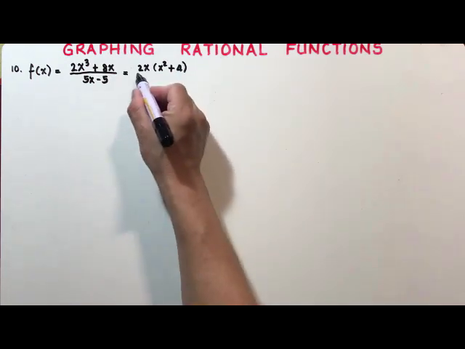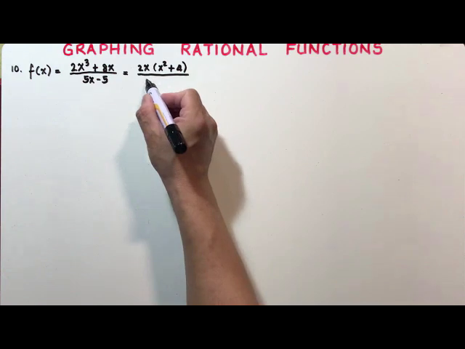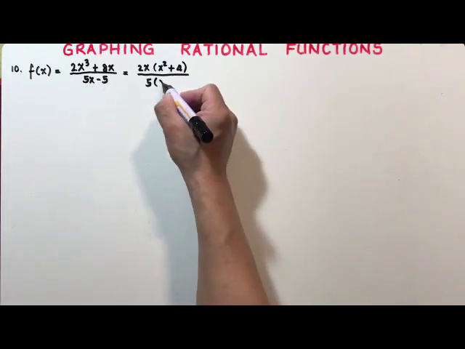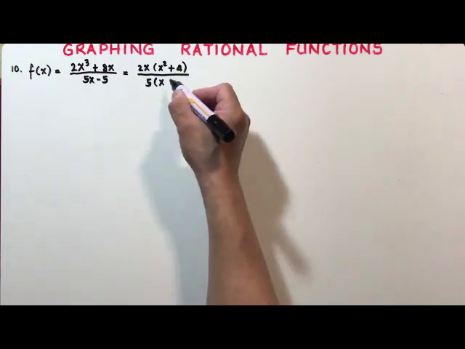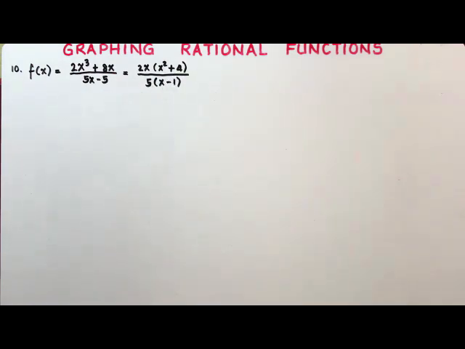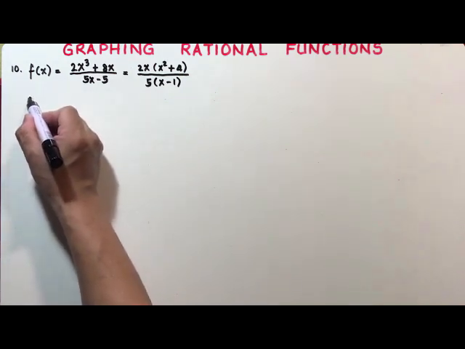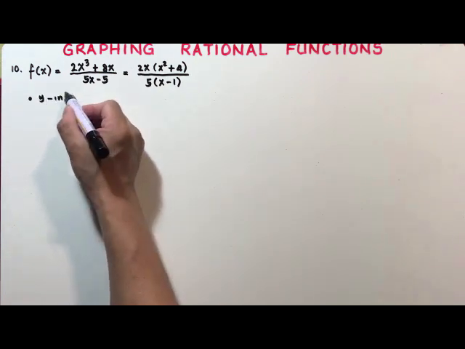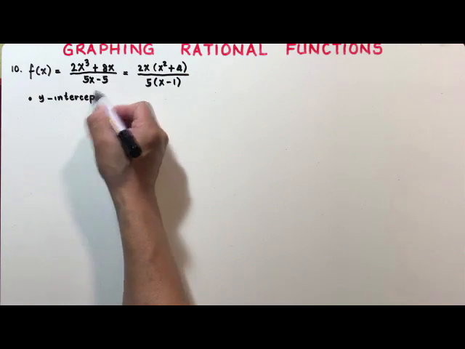And also the denominator, we have a common factor of 5. So 5x divided by 5 is x. And minus 5 divided by 5 is minus 1. And looking at this rational, we cannot find any common factor between the numerator and the denominator. So there is no point of discontinuity here. So we may proceed to finding if there is a y-intercept of this graph.